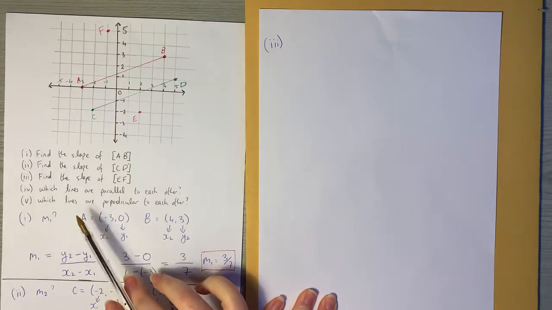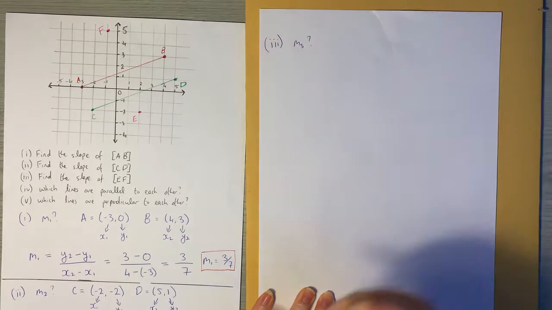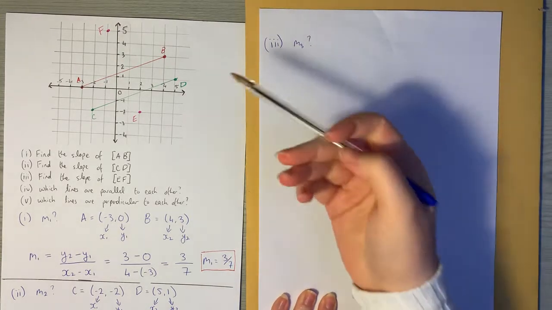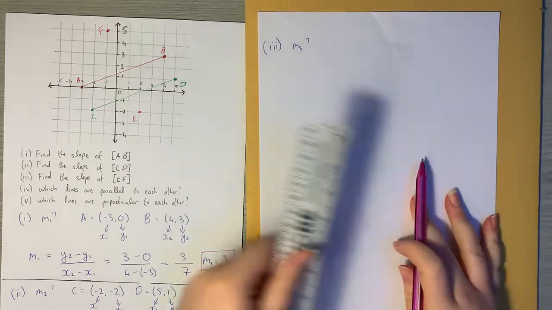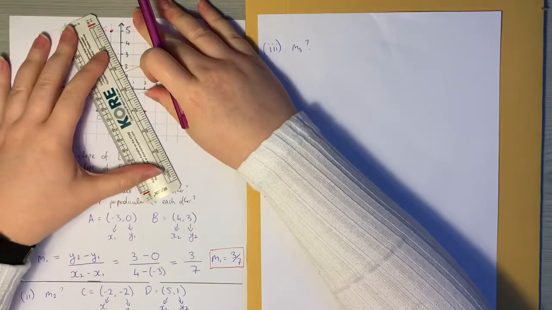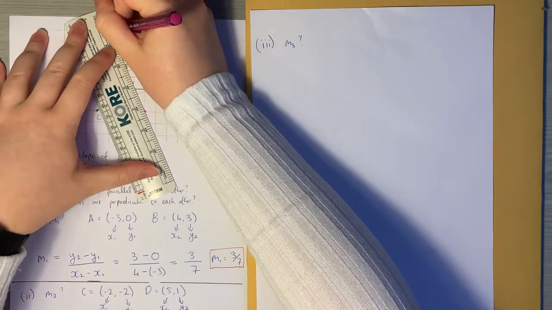Find the slope of EF. Okay, so I'm going to call that M3, and that's what we're looking for. Third line, third slope, M3. Okay, so from E to F, that's from the point E over here to F. So this pink line here.